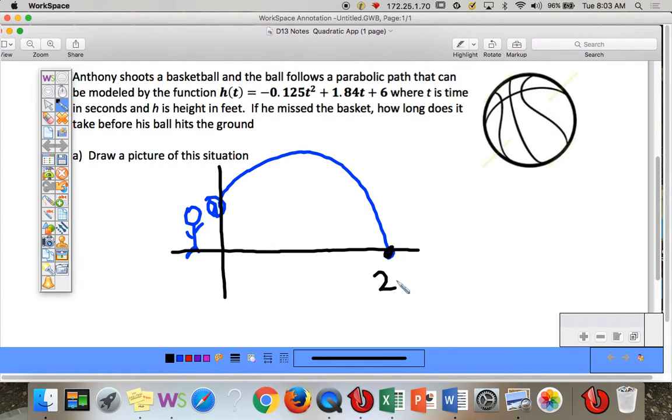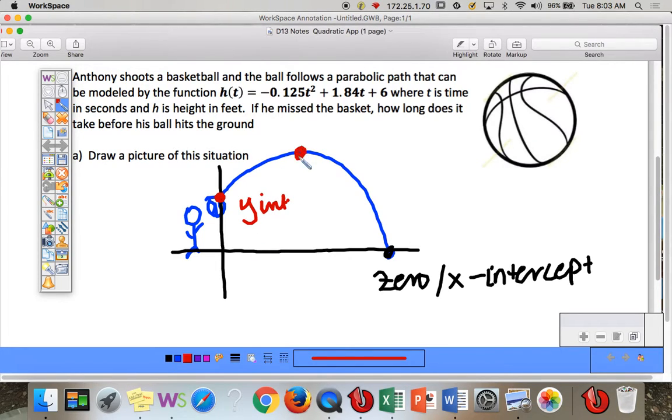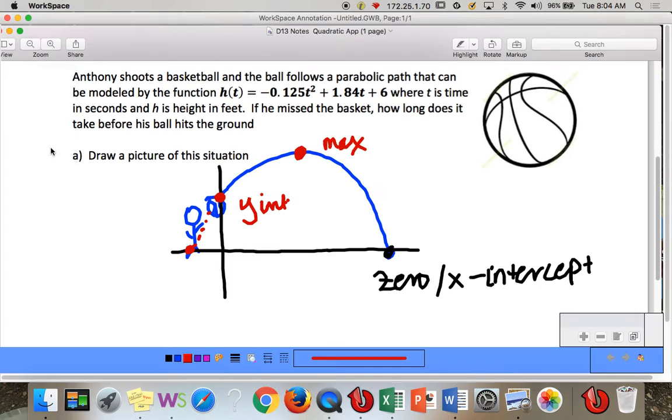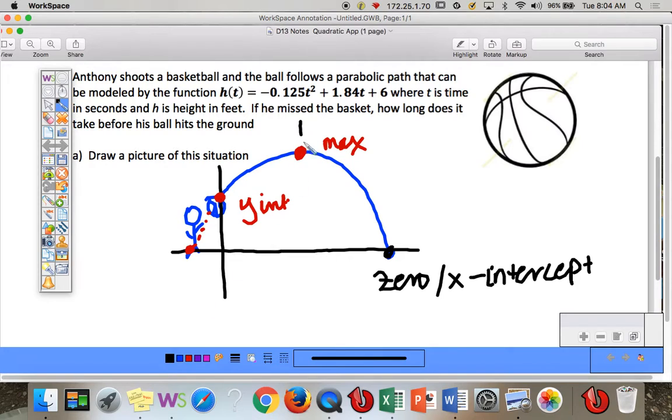Okay, so here's a 0, which is also an x-intercept. Here's the y-intercept. Here's the maximum. And here's another x-intercept down here. Oh, line of symmetry, we forgot. Line of symmetry, here's the middle right here, if we were to fold it in half.